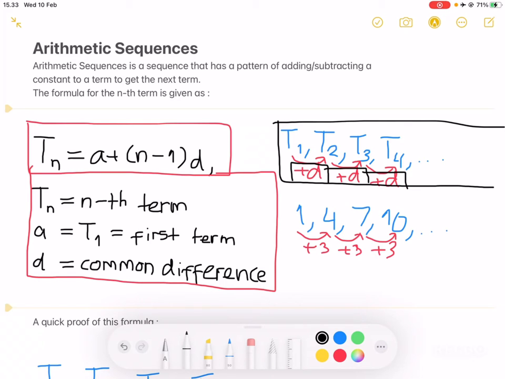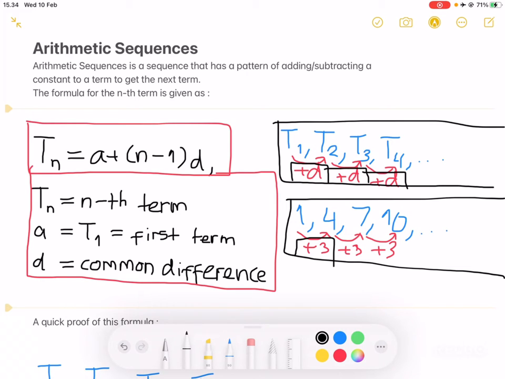And another example is a sequence like 1, 4, 7, 10, and so on. And notice the common difference in this case is 3, because you add 3 to get the next term. So in this case, for 1 you add 3 to get 4, and then from 4 you add 3 to get 7, and you can do that infinitely many times.